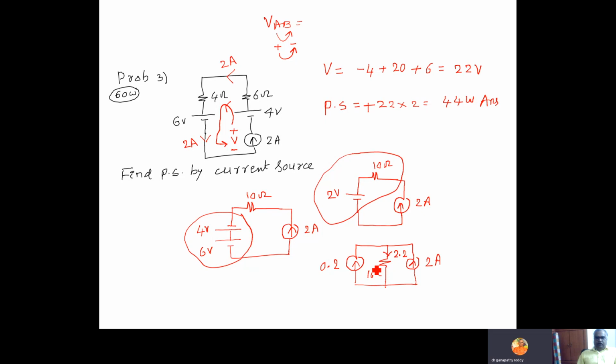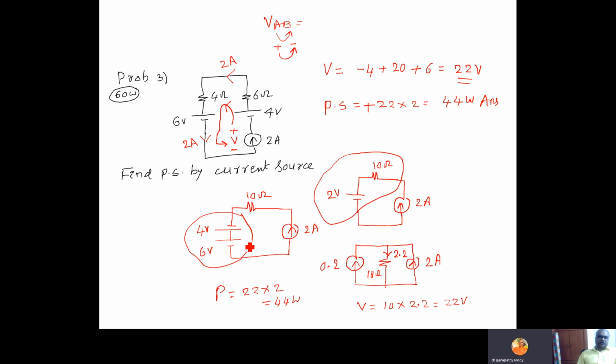Now we have to find V. What is V now? 10 into 2.2, we will get 22 volts. Here also we got 22. Then power is again 22 into 2, which is 44.